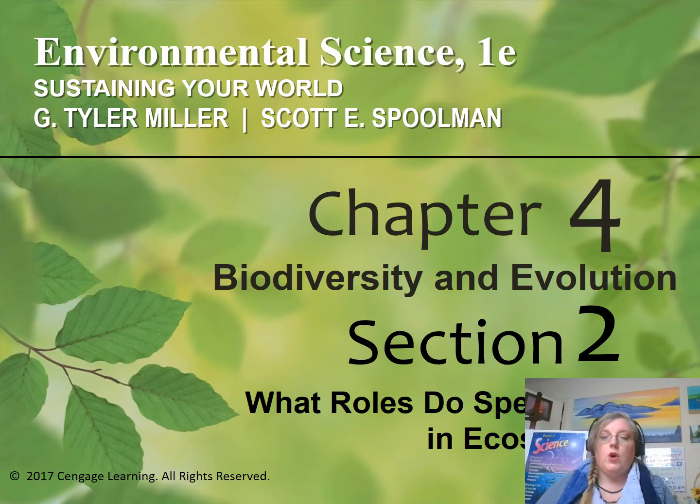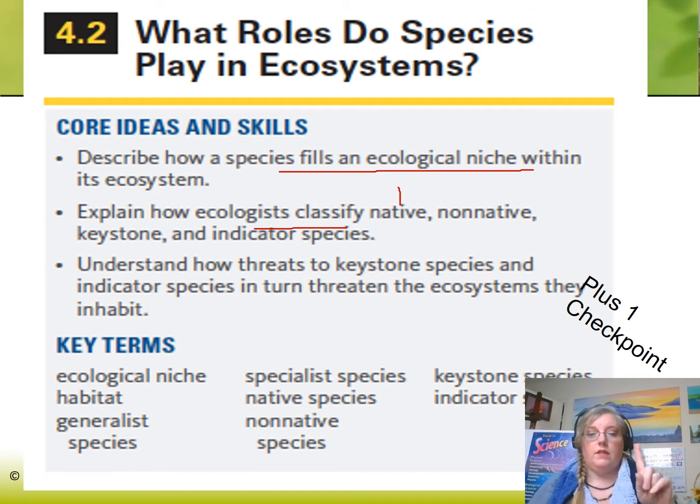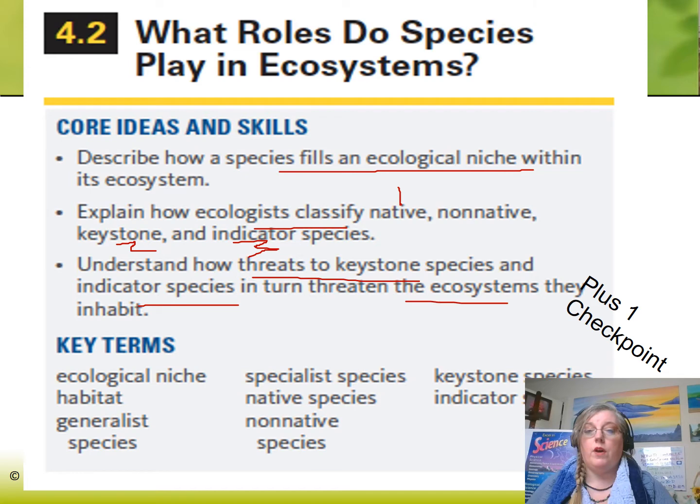For Section 2, what roles do species play in ecosystems? The main idea is to describe how a species fills an ecological niche within the system, and then how do we classify species? We do either as native or non-native, keystone or indicator species. Those are the main things we're going to learn about today, and then understand how threats to the keystone species and the indicator species in turn are going to threaten the whole ecosystem.